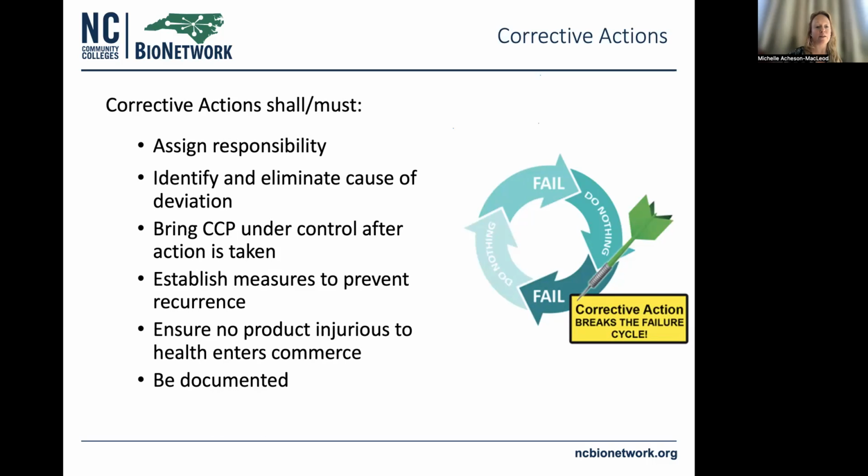Your corrective actions have to identify who's taking responsibility. It needs to show that you clearly identified and eliminated the cause of the deviation. So that's your corrective action, preventive action program. You need to bring your critical control point back under control after your action is taken, and we want to keep it from happening again. And one of the most important things is to make sure that no product that could harm a consumer gets out to the public so they can't buy it or consume it in some way. And then all of that needs to be well documented. So we're recording everything.